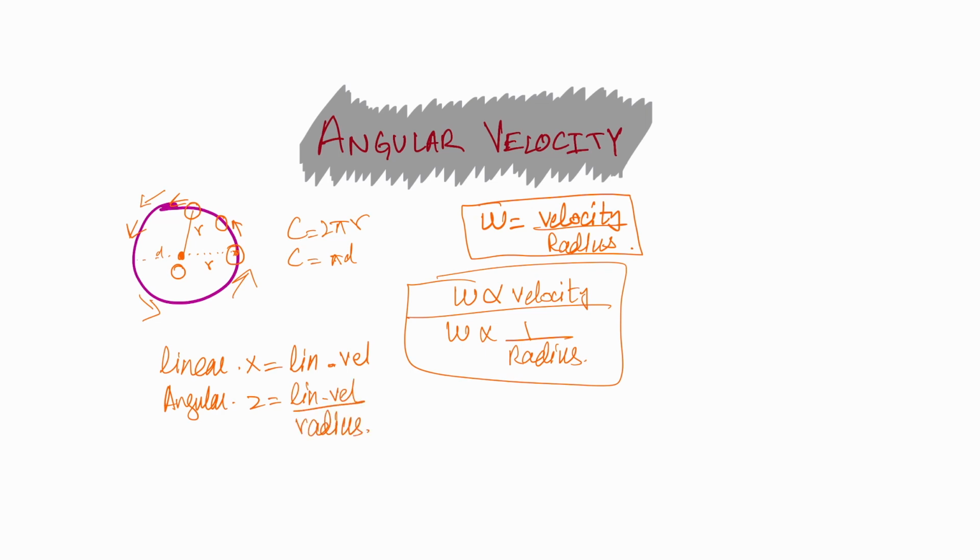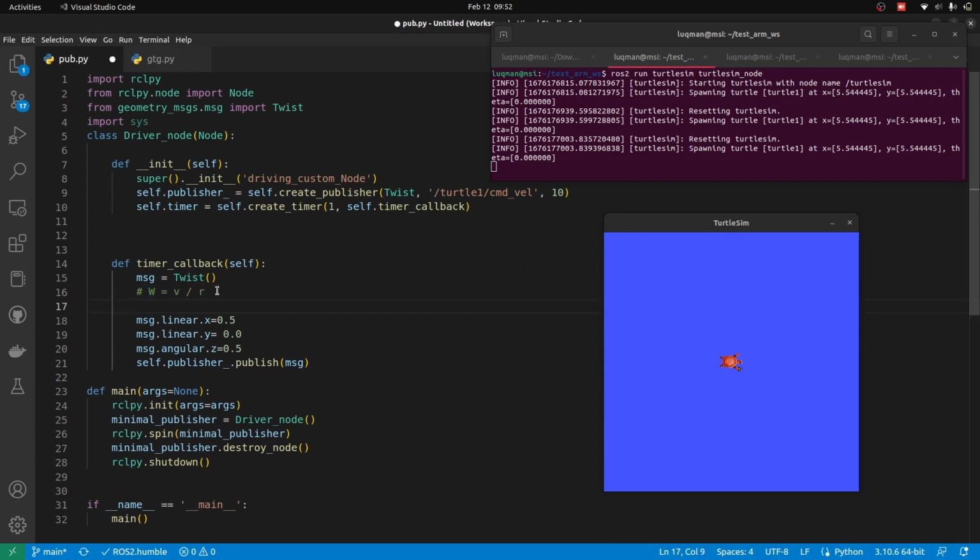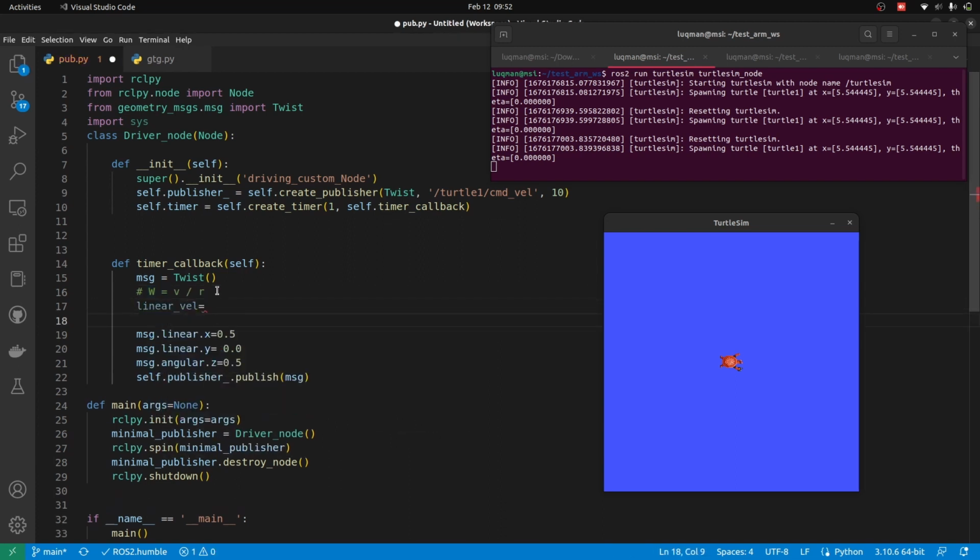That is what makes our robot move in a proper circle, and this radius value is what we are going to give and control the circle that the robot produces. According to the equation that we studied, angular velocity is linear velocity over radius. I'll introduce two parameters, linear vel and radius.